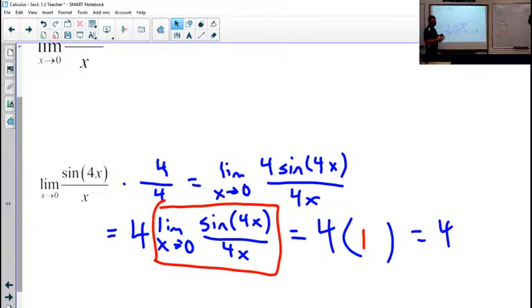So our game is to try and turn it into a sine of x over x, or to try and turn it into a sine of ax over ax. So in this case, we turned it into sine of 4x over 4x and used that to get the limit. Okay.